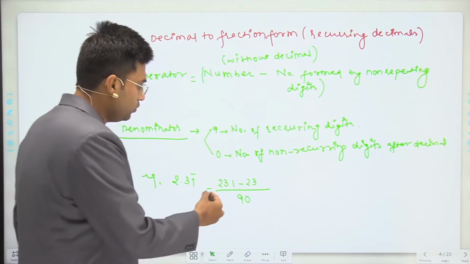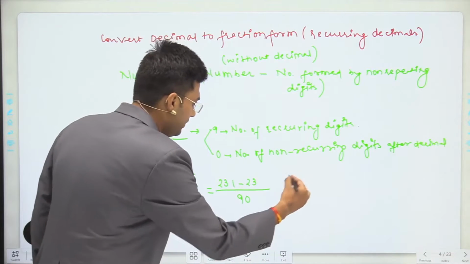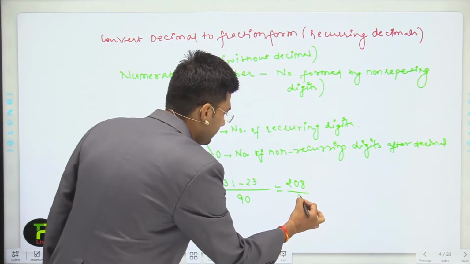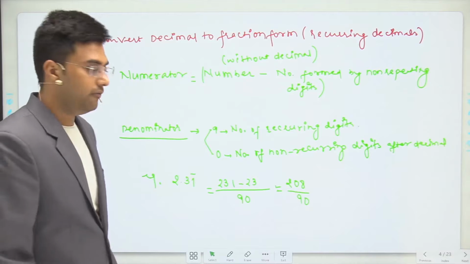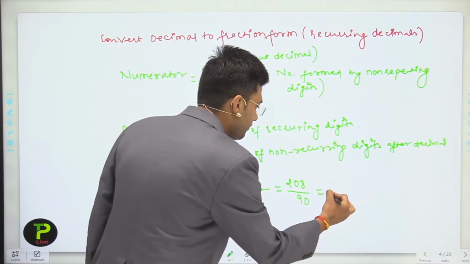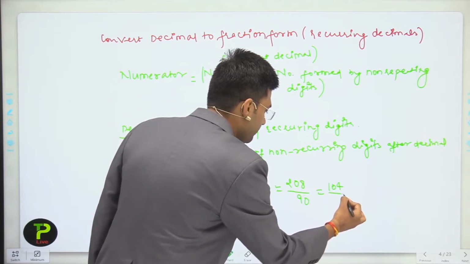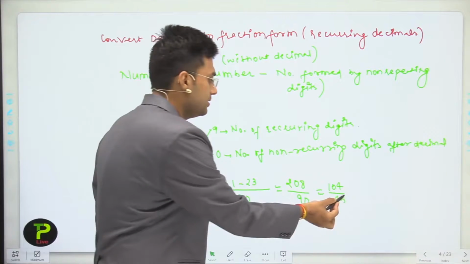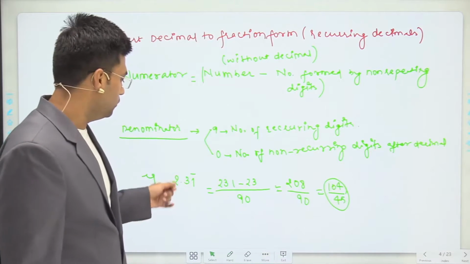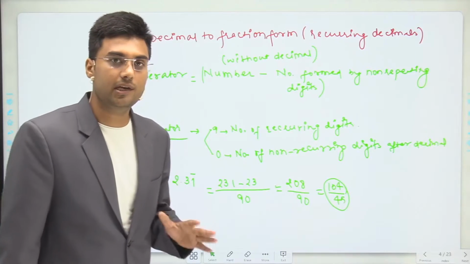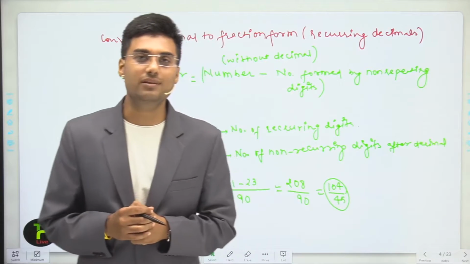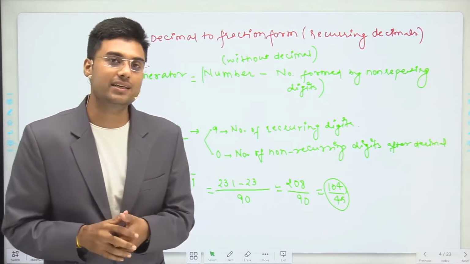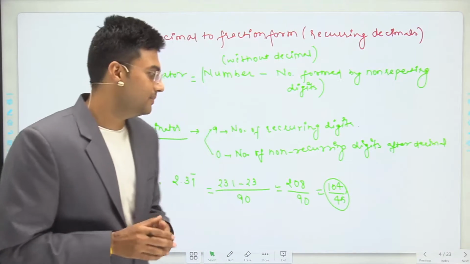So it is equal to 231 minus 23, which is equal to 208 divided by 90, and when we solve this we will get 104 divided by 45. Okay, this is the simplest fraction form of 2.31 bar. Clear? Let's solve some interesting questions by which you remember all the concepts which you have studied in class 9.